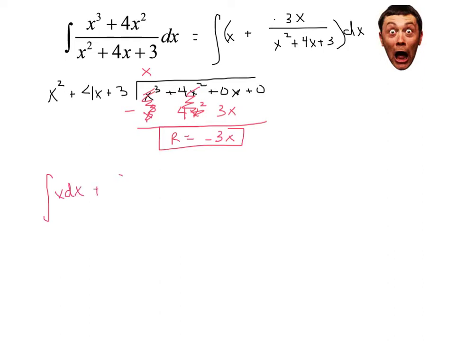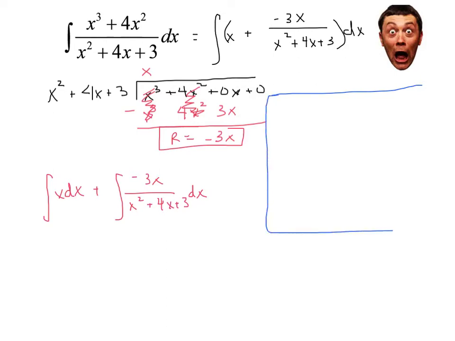plus negative 3x over x squared plus 4x plus 3 dx. And of course, this first part is a very easy antiderivative. It's just going to be 1/2 x squared. But now let's go over here on the side and deal with the partial fraction piece.